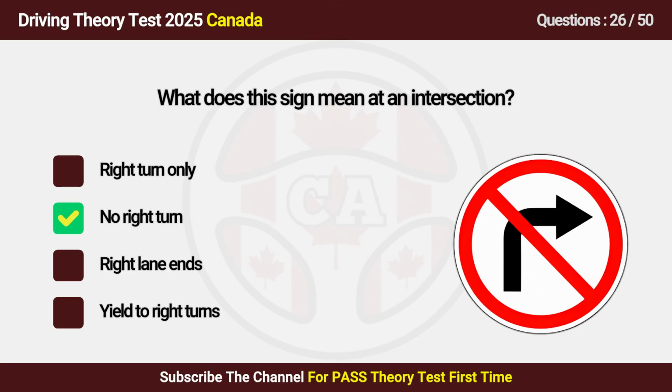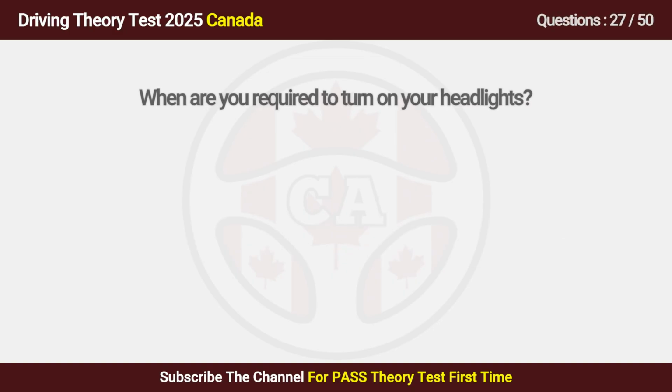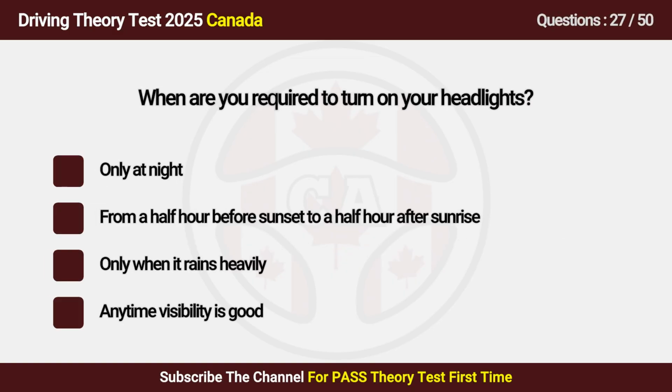Answer is B. No right turn. This prohibitory sign indicates that making a right turn at the intersection or specific location is not permitted for any vehicle. Question 27. When are you required to turn on your headlights?